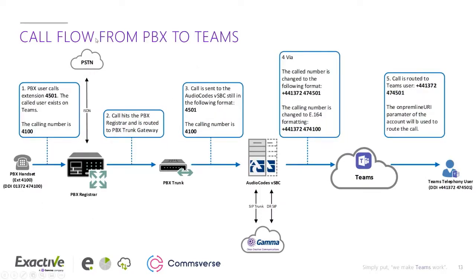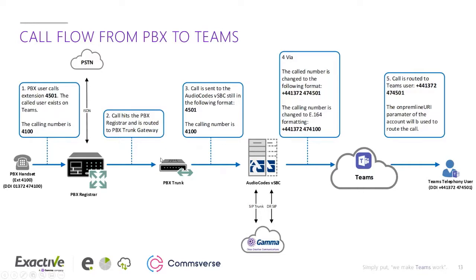Similarly, call flow from the PBX to Teams. So again, the PBX user calls the extension 4501, because at the end of the day, that's what the extension number really is within Teams. And the calling number is 4100. So it hits the PBX registrar. It says, no, you actually need to send this to the trunk here. It's not an ISDN, keep it internal, don't send it out.